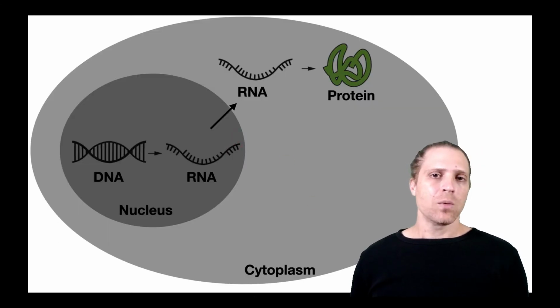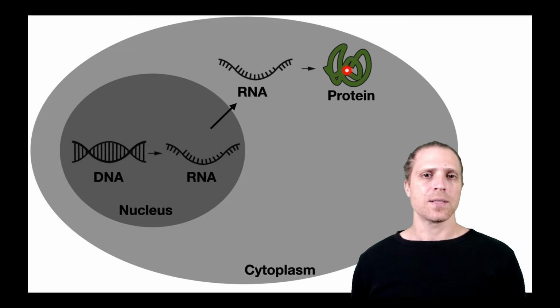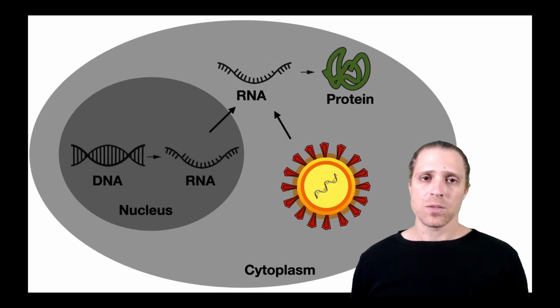So typically what happens in the cell is that DNA within the nucleus of the cell is being transcribed into RNA. This RNA molecule will then be exported into the cytoplasm, and then it will be translated into proteins using the cell's ribosomal machinery. What happens when a coronavirus infects the cell?